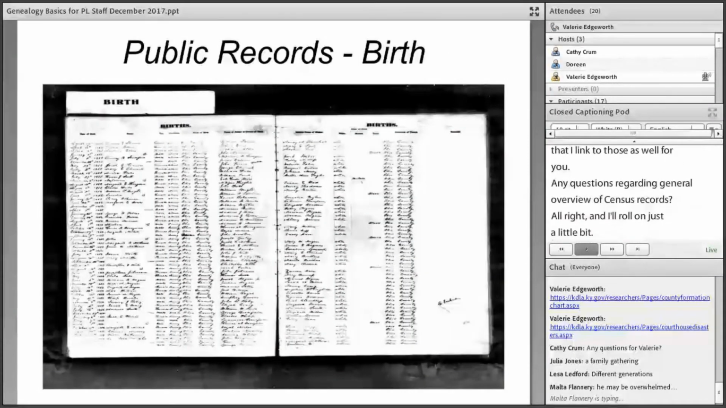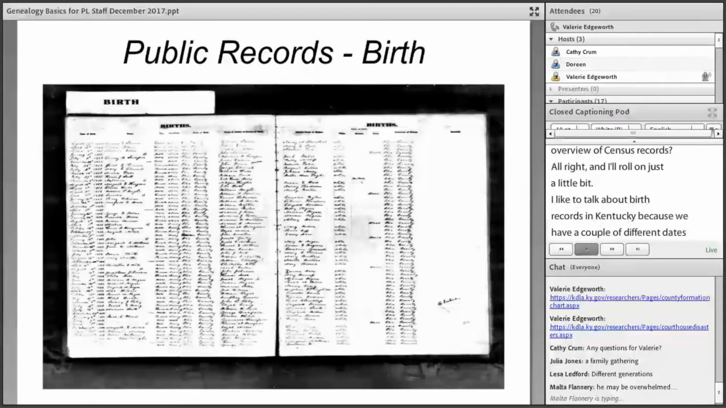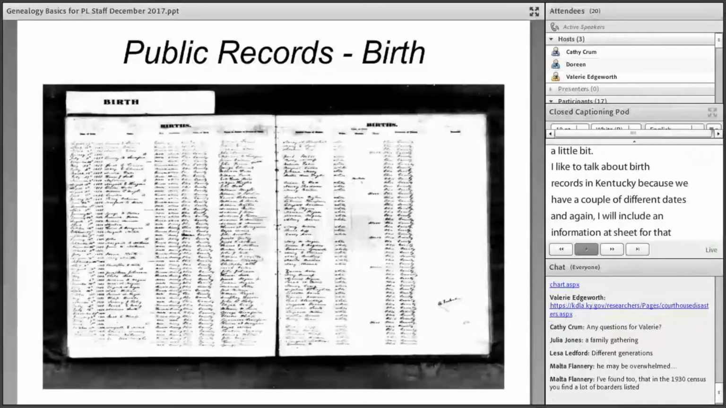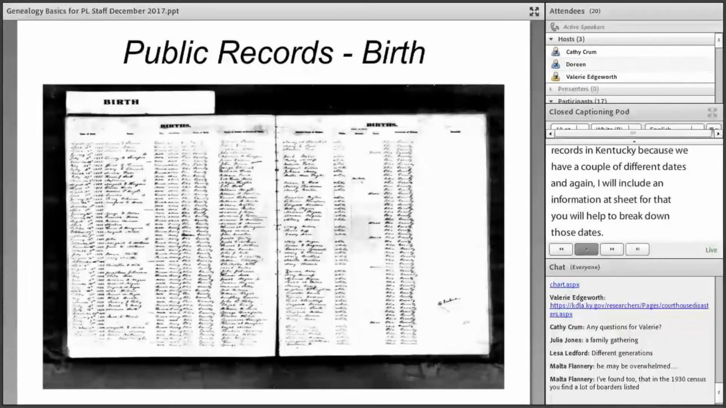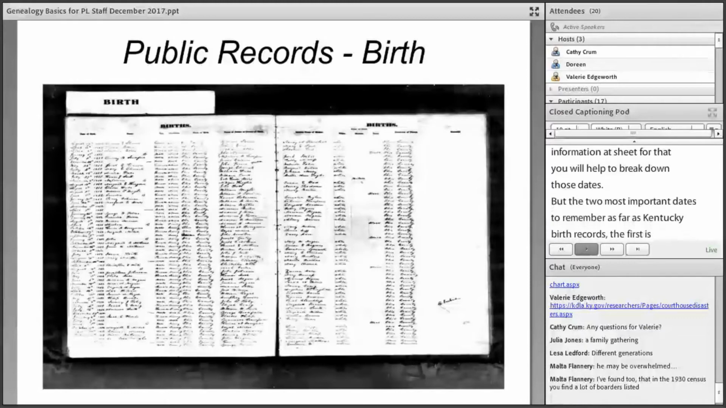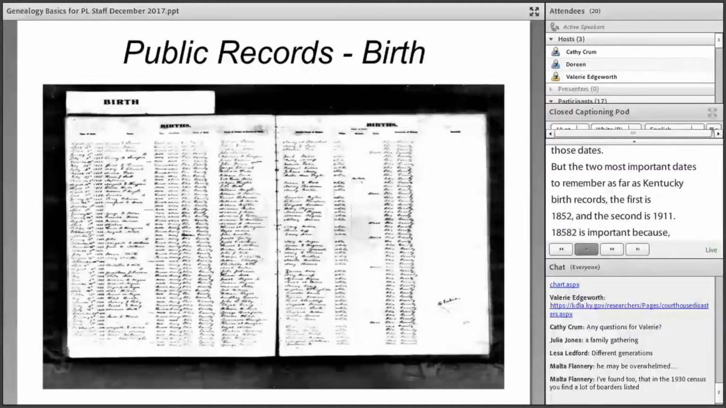I like to talk about birth records in Kentucky because we have a couple of different dates, and again, I will include an informational sheet for you that will help break down those dates. But the two most important dates to remember as far as Kentucky birth records, the first is 1852, and the second is 1911. 1852 is important because there are no official register of births kept in the state of Kentucky prior to 1852.